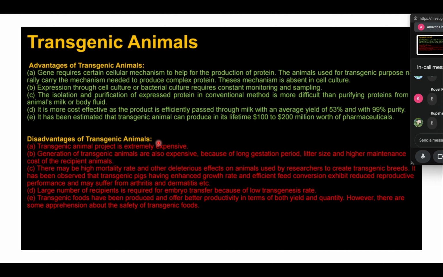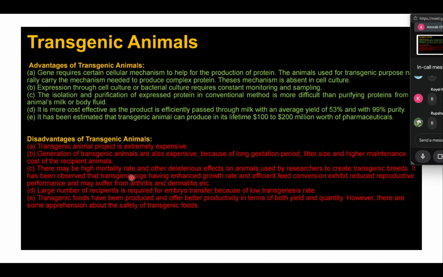Disadvantages of transgenic animals: the transgenic animal project is extremely expensive in a vacuum, but not as compared to other forms of production of these proteins. These are not that expensive. Generation of transgenic animals is expensive. Yes, production of the first batch is very expensive. That is why no one wants to make their own, and they always try to get it from other sources, because of long gestation period, little size, high maintenance, and cost of recipient animals.